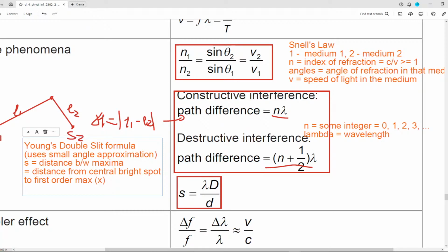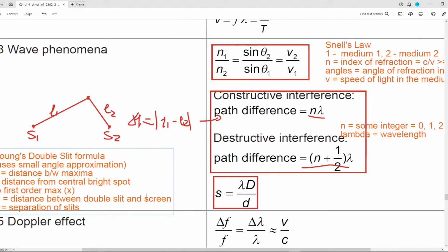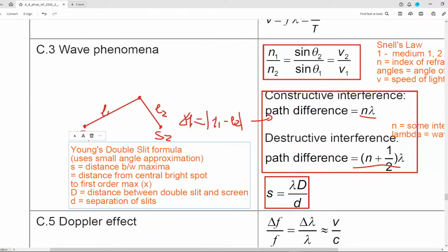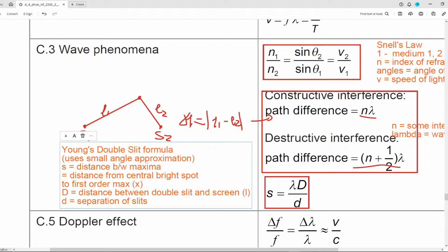Lambda is the wavelength. D is the distance from the double slit to the screen, and d is the separation of the slits. Which means in the Alberta curriculum, D is written as L. For those who are keen, you'll notice this formula is in the Alberta formula sheet, just with different letters. So that is Young's double slit experiment.